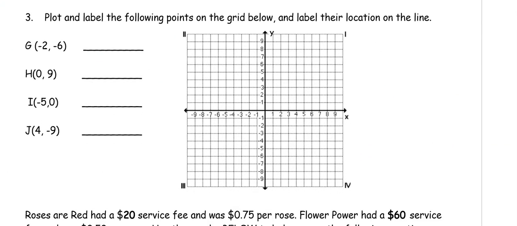So let's do something a little bit different. Before we located where the points were on the coordinate plane, now I'm going to give you the point and you have to plot it. So remember, every point gives you an x and a y. We always start at 0, 0 here in the origin. We're going to go to -2, so we're going to go left 2 and then down 6. So this is point G. Okay, and then it also says label their location on the line, and we should say what quadrant we're in. Point G ended up in quadrant 3.